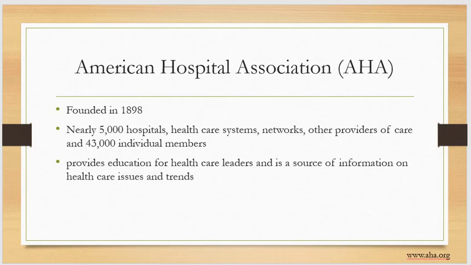So let's move along from our legal discussion and get into the ethical portion of our unit. We'll start by talking about the American Hospital Association. The American Hospital Association was founded in 1898, and they represent almost 5,000 hospitals, healthcare systems, and networks, as well as other providers, and 43,000 individual members. They provide education and information to help hospitals stay current on healthcare issues and trends. And the education they offer includes a lot of administrative topics to help hospitals run better. Things like policy management, criminal background screening, patient flow, and business models. Things like that.